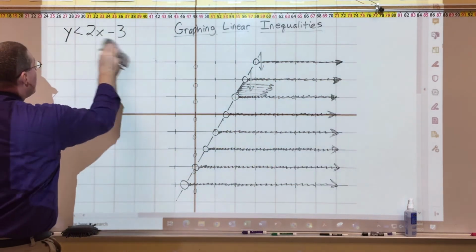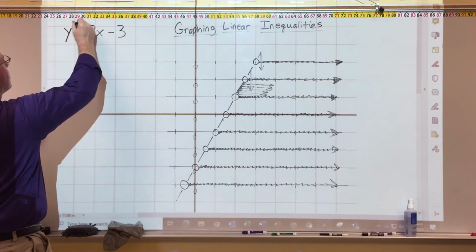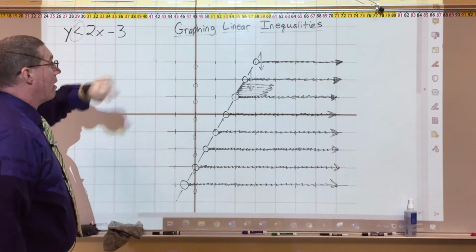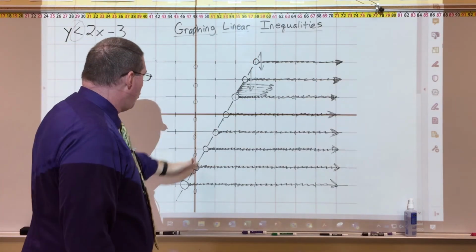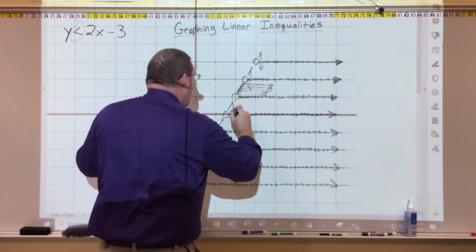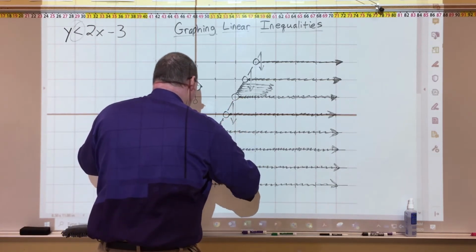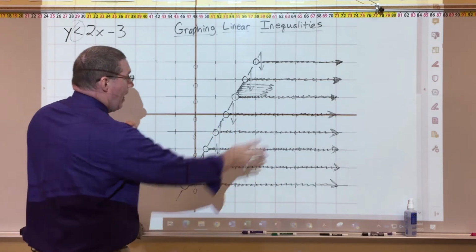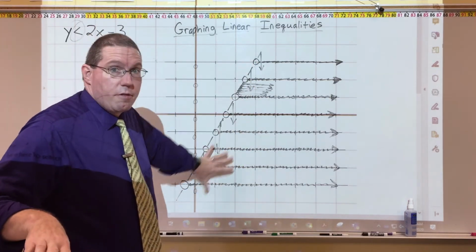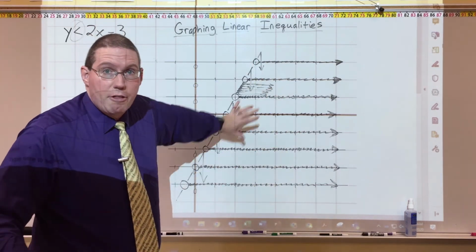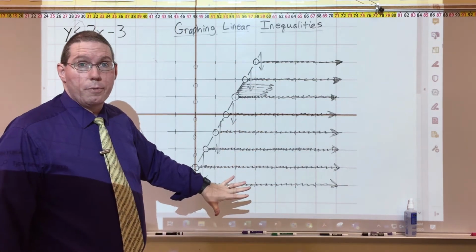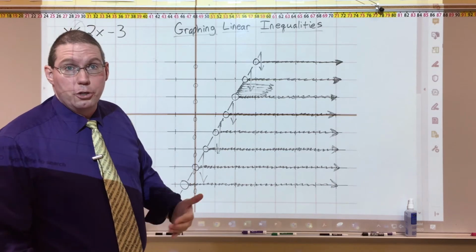Why is the shading below the line? Because the symbol is a less than symbol. Because it's y is less than 2x minus 3. And since this is 2x minus 3, the entire region below 2x minus 3 will be shaded in. And that's ultimately what's going to happen. Okay? Now this is the theory, this is the understanding, the explanation behind why the graphs look the way they look. Now we're going to see how to do it.